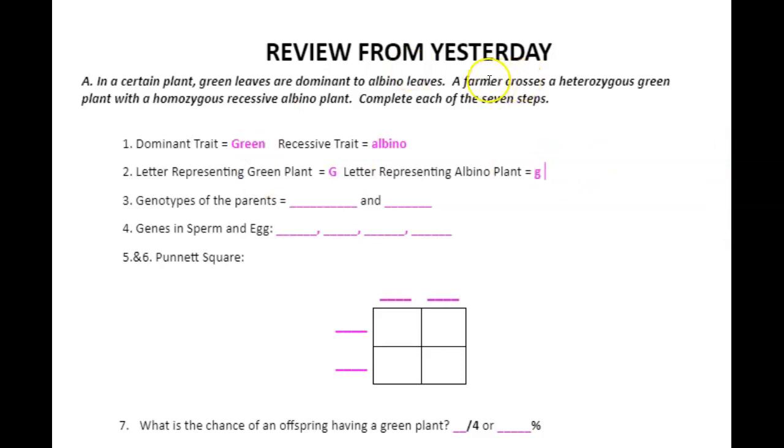The parents. This parent is heterozygous, meaning it's got one of each letter, big G, little g. The other one is homozygous recessive, so two of the same, but two lowercase letters. We can't draw circles for eggs and sperm here very easily, so I just have you separate out the letters, showing that the big G and the little g will go separately into different sperm, and the little g will go separately into each egg.